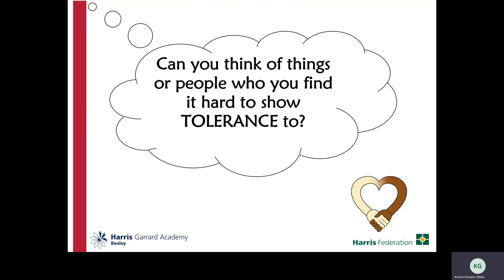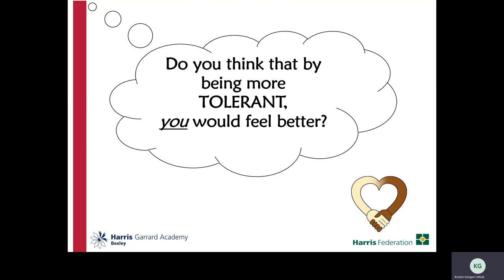So can you think of anything or any people who you find it hard to show tolerance to? So just think to yourself, is there someone or something that just makes you angry and you can't tolerate? And are there things that you think should be tolerated and you wish you'd tolerate them more? Or do you think that if you were tolerant about it, you'd actually feel better and more peaceful?